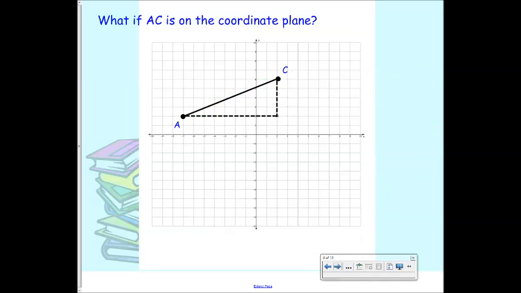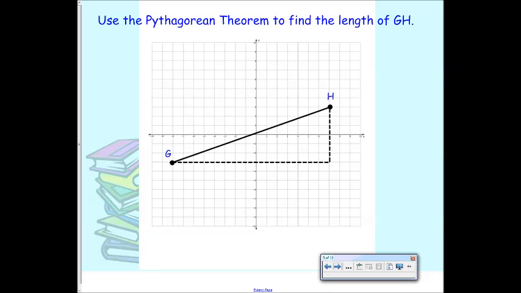So let's take a look at this one. It's the same one. If I want to figure out the length of GH, then I need to figure out how long my legs are. Are the dotted lines real? No, but why do we put them there? To turn it into a triangle, because you can't do the Pythagorean theorem if it's not a triangle. So this just turns it into a triangle.